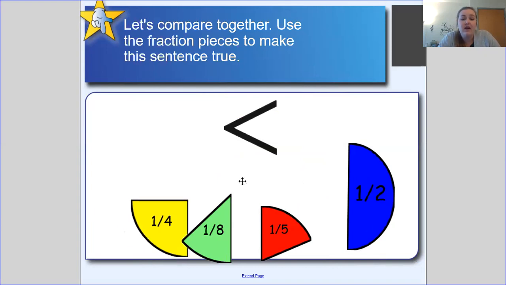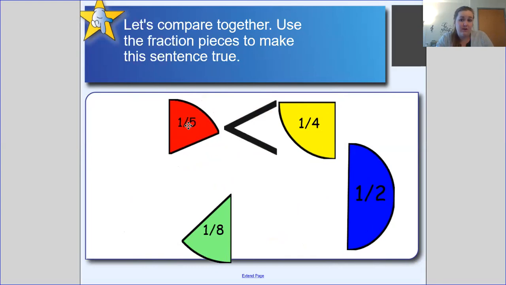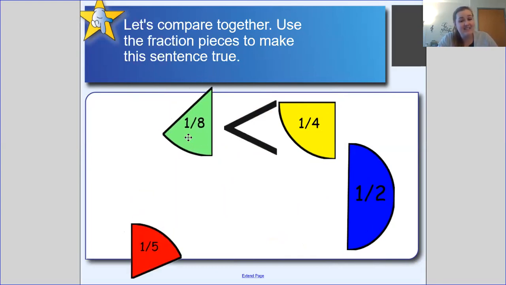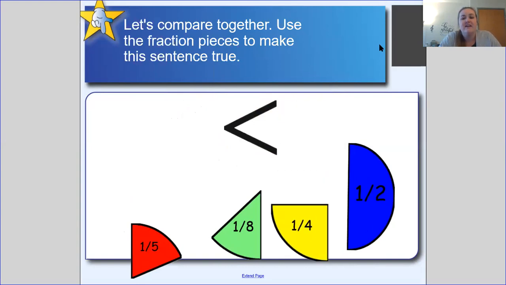Okay, so let's look here. A 5th is going to be less than a 4th because it's cut up into 5 pieces rather than 4. And an 1/8 is going to be less than a 4th because it's cut up literally double the amount. So you have to look at each of these and think of that.